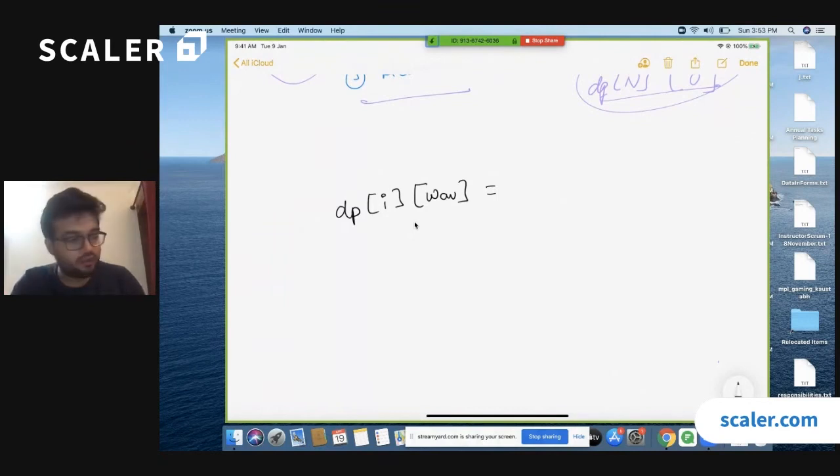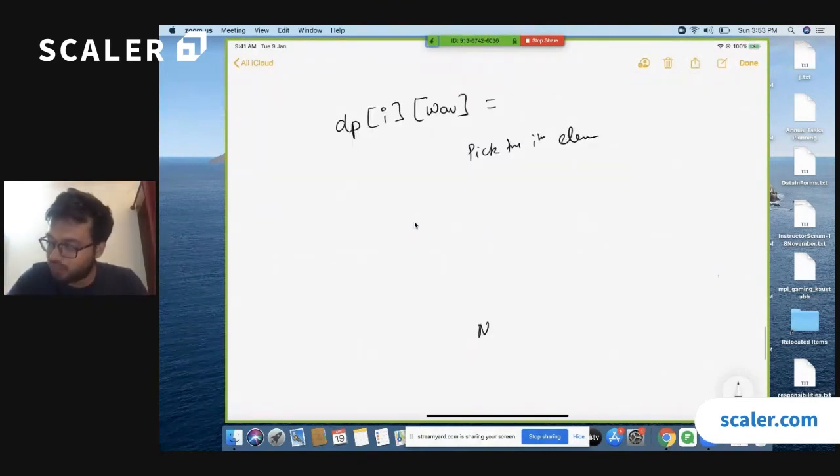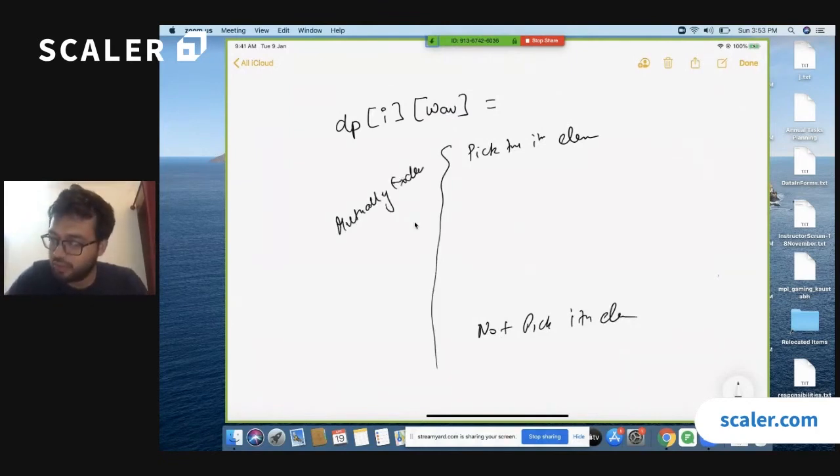Okay, so we have dp of I comma weight available. Now we have two choices. Either I can say that I will pick the ith element, or I will not pick the ith element. These two decisions are mutually exclusive and mutually exhaustive. The moment we understand this, we appreciate that just by looking at these two, I would be able to get the complete answer without any doubt.